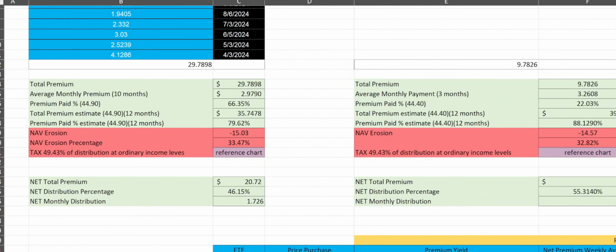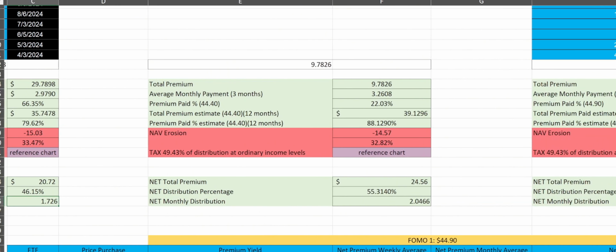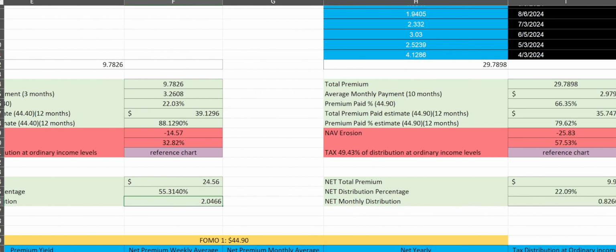I just added the monthly distributions as well because I realized I didn't have that moving forward. So basically for FOMO 1, the net monthly distribution is going to be $1.72. The net distribution for FOMO 2 is going to be $2.04, and the net distribution of highest high to lowest low is going to be 82 cents per share.